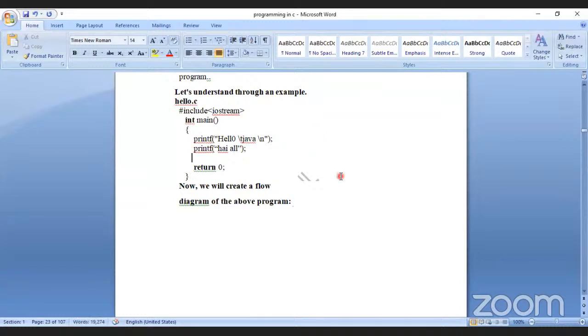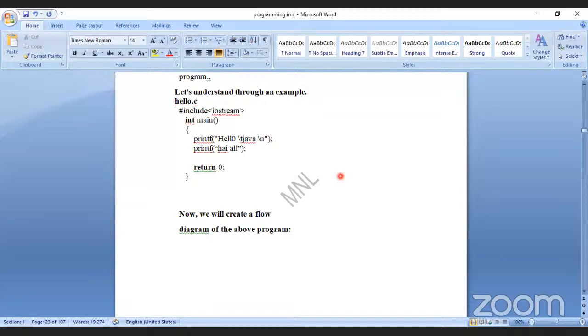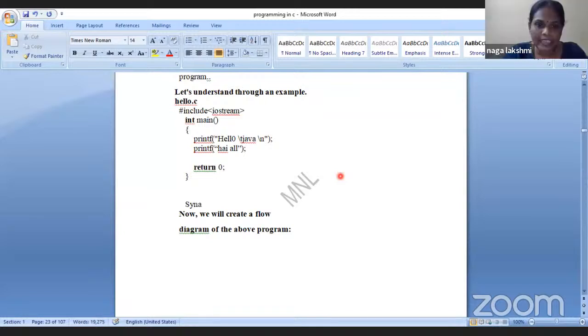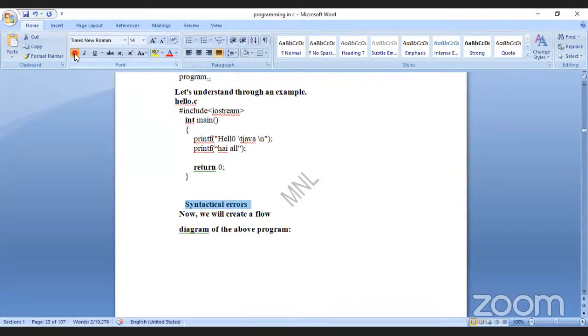Syntactical errors. What does it mean? Syntax is nothing but like a formula in mathematics, girls. Suppose you want to calculate a plus b whole square, and you write a square plus b square plus 2a. It is a formula error, or not? Yes, the formula is written wrong.